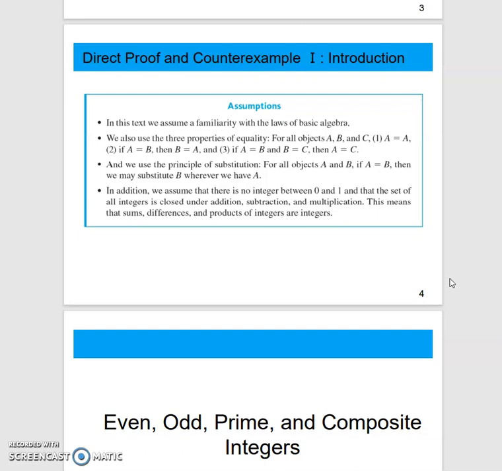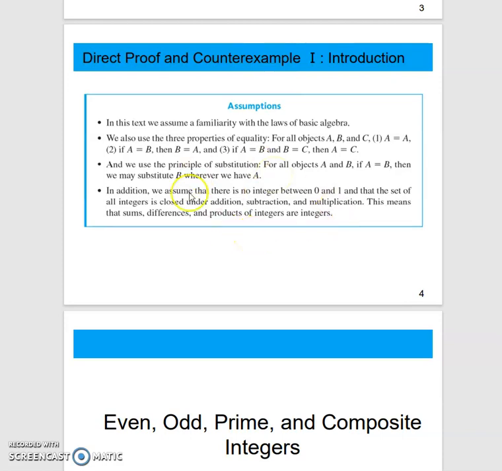So, for this class, we are going to have all of our basic rules of algebra. So, for example, A equals A. You do not have to have a separate line for that. We assume that. If A equals B, then B equals A. You do not have to say that. That's assumed. You may use substitution where valid.